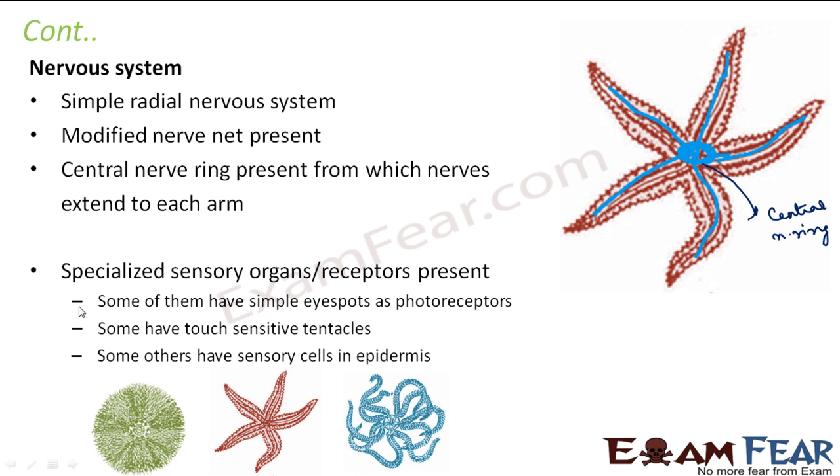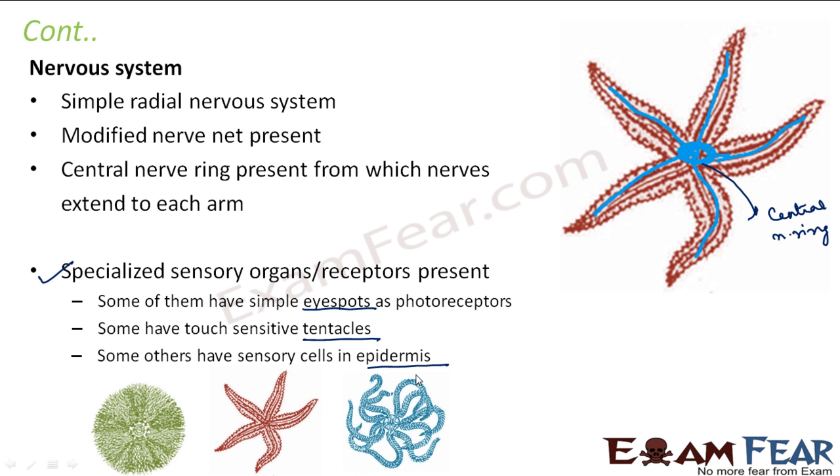Besides this, specialized sensory organs are also present. Some of them have simple eye spots for visibility. They also have some touch sensitive tentacles. You can see these tentacles present here. They are sensitive to touch. Some others have sensory cells in the epidermis. So on their skin, on the outer surface, they have cells which act as receptors or sense organs. These are some of the ways the different organ systems work in echinoderms.